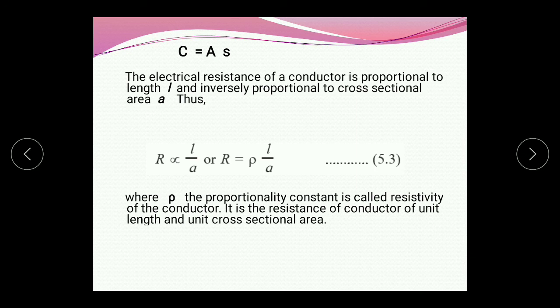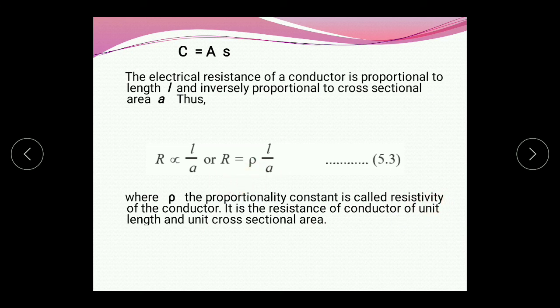Now, one more concept: the electrical resistance R of a conductor is directly proportional to length L and inversely proportional to cross-sectional area A. This is for metallic conduction. We learned it in physics also. So R is directly proportional to L upon A, or we will take one proportionality constant, and then R will be equal to rho into L upon A. Rho is the proportionality constant and is called resistivity.